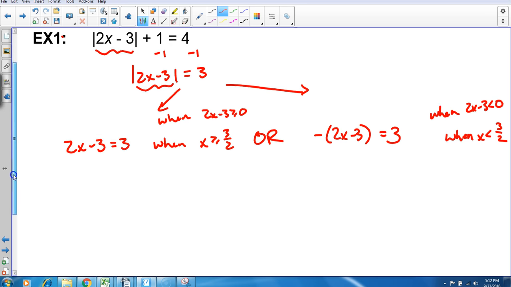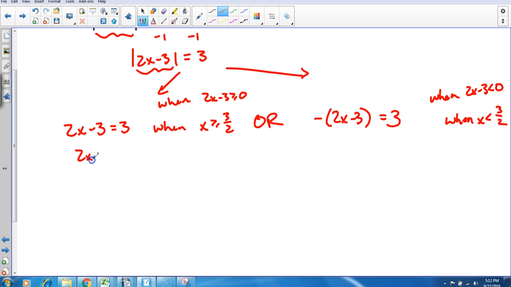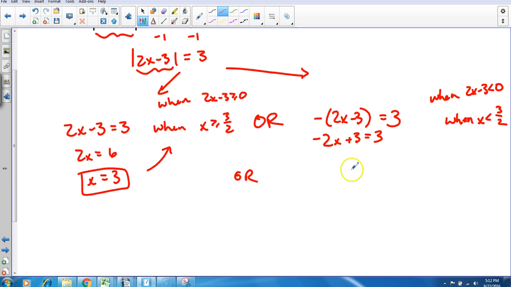Alright, I can go through and solve. Just like normal, I've got 2x equals 6, x equals 3. That's one of my solutions. And that's the solution when we pick an x value that's greater than or equal to 3 halves. Let's see. My next one, I need to distribute my negative. We get negative 2x equals 0. So x equals 0. Here's my other solution, and that is the solution when I pick an x value that's less than or equal to 3 halves.